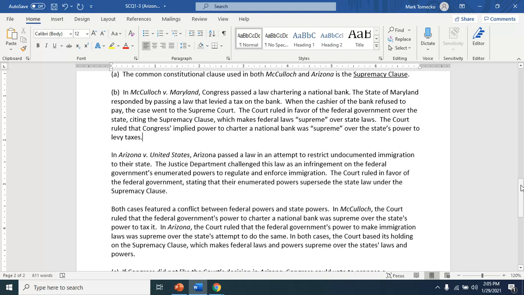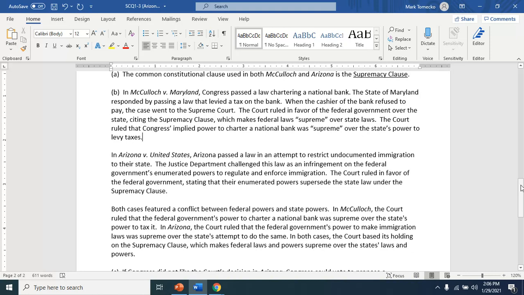The court ruled in favor of the federal government over the state, citing the supremacy clause, which makes federal laws supreme over state laws. The court ruled that Congress's power to charter a national bank was supreme over the state's power to levy taxes on that bank. Okay? That's a really good, concise summary of McCulloch.